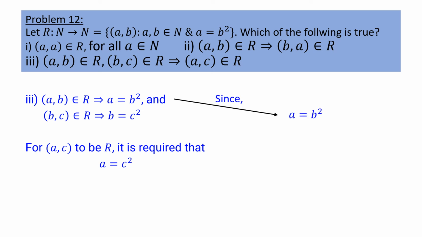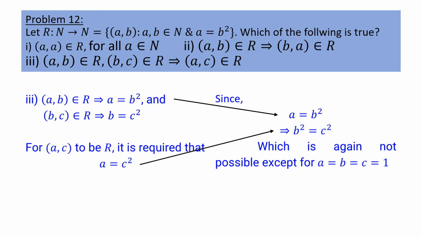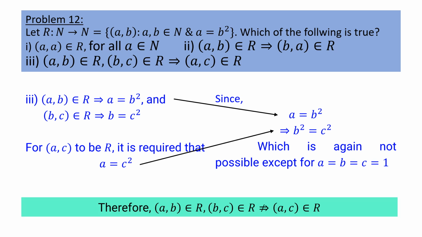Now since a is equal to b square and also since a is equal to c square, this means that b square is equal to c square, which is again not possible except for a is equal to b is equal to c is equal to 1. Therefore, if (a, b) is in R and (b, c) is in R, this does not imply that (a, c) is in R.